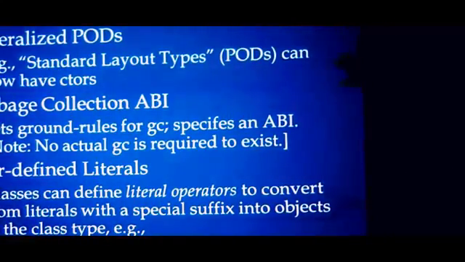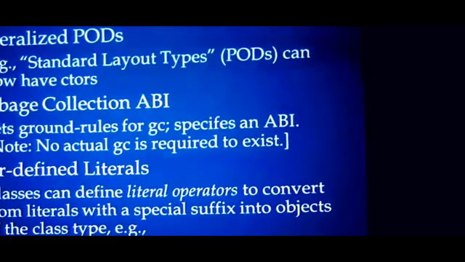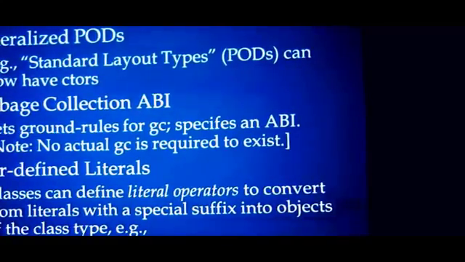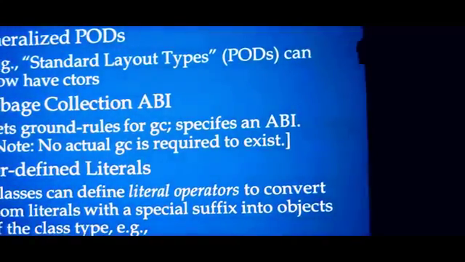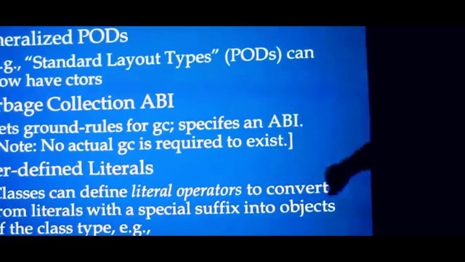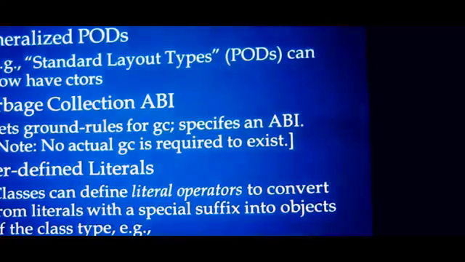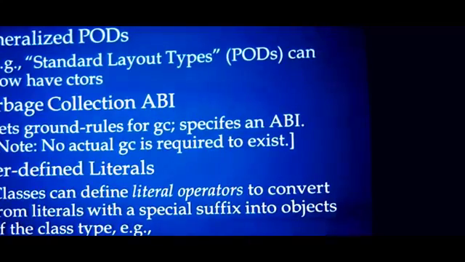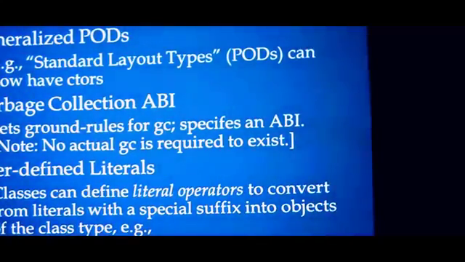Generalized PODs, plain old data. That's what C-type structs basically are described as, and now there's a little more elaborate rules so that these kinds of things, renamed as standard layout types, can have constructors where they didn't used to be able to have constructors. They still can't have things like virtual functions and whatever, but there's a little more that they can still have.